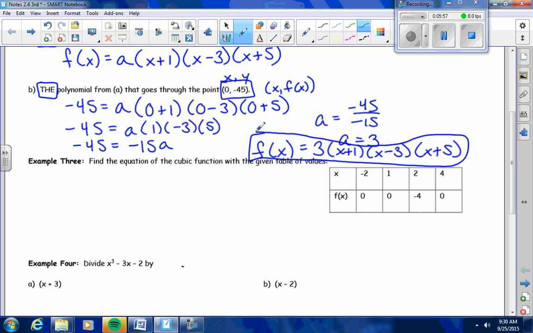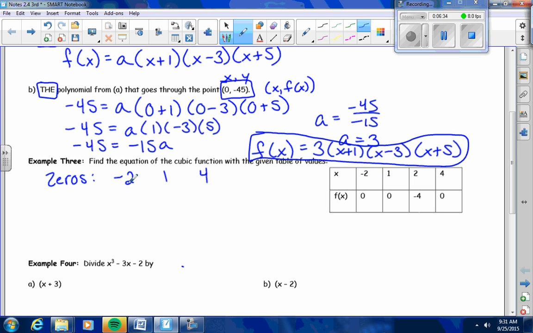Let's look at example 3. Find the equation of the cubic function with the given table of values. So my table of values, I have the points negative 2, 0; 1, 0; 2, negative 4; and 4, 0. Is this much different than the previous examples? Not really. Am I given the zeros of this particular function? What are the zeros? Negative 2, 1, and 4.